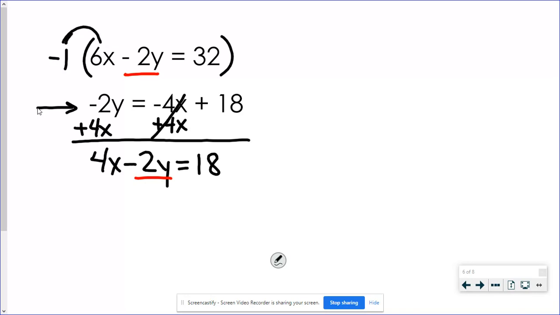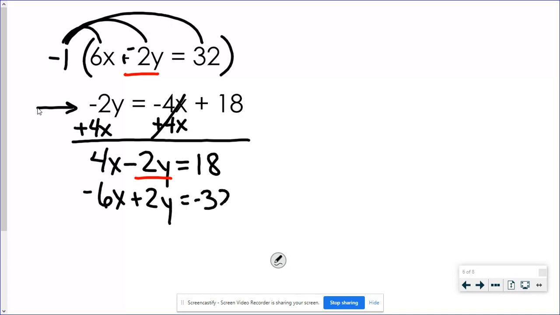When I distribute this, and if you remember, I said that's the step that people forget. Let's just rewrite it so that it's underneath my 4x minus 2y equals 18. So -1 times 6x is a -6x. -1 times a -2y is positive 2y. And -1 times 32 is a -32. Y's are gone. That was my goal.